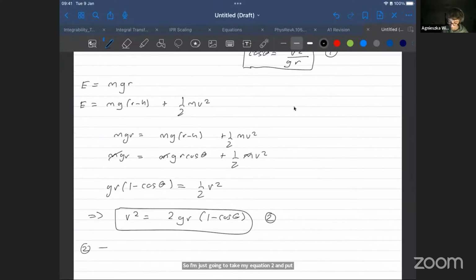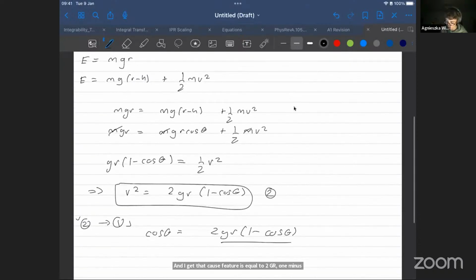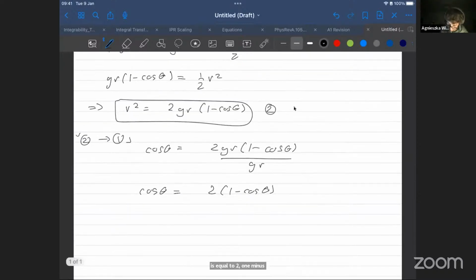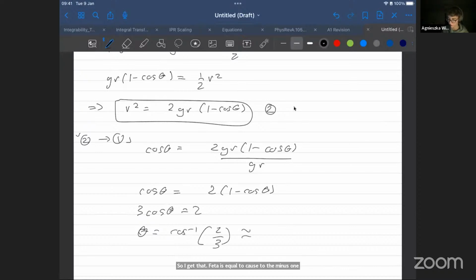So 2 goes to 1, and I get that cos theta is equal to 2gr(1 minus cos theta) over gr, which, simplifying this through, means cos theta is equal to 2(1 minus cos theta). Then I can rearrange this so I get that 3 cos theta is equal to 2. So theta is equal to cos to the minus 1 of 2 over 3, which ends up being 48 degrees.